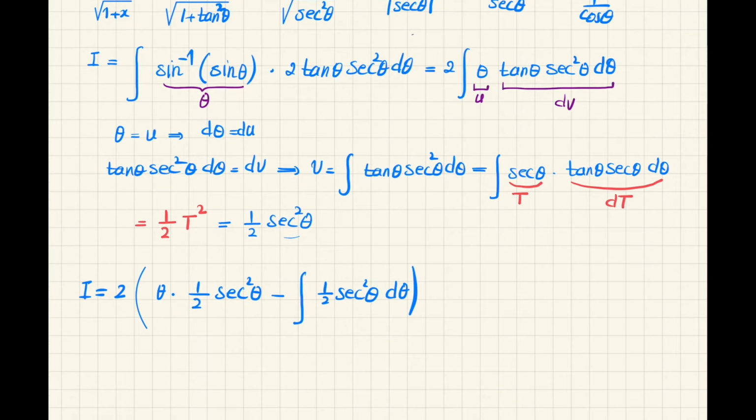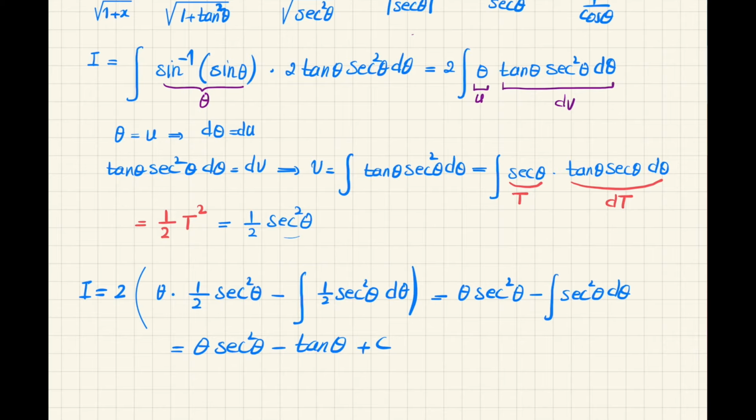Okay, but this is a very standard integral. So if I multiply this 2 in, this 1/2 will cancel. So what is left for me is theta secant squared theta minus the integral of secant squared theta d theta, but that's also a famous integral. So it is theta secant squared theta minus tangent of theta, and then I have a c at the end, because the integral of secant squared theta is just tangent of theta.